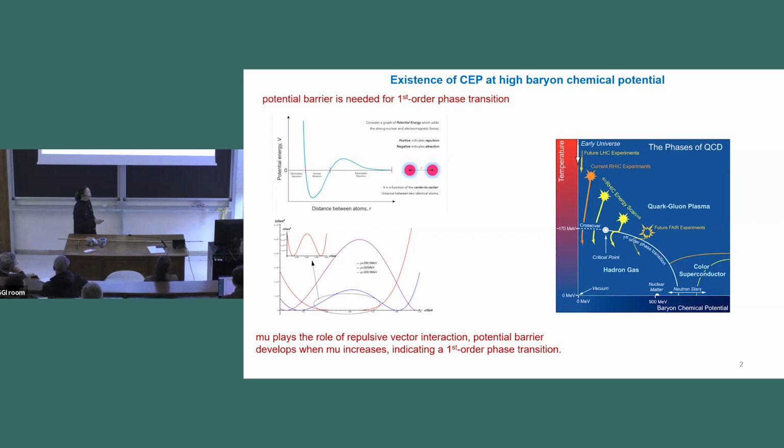So if you have a crossover at no chemical potential and you have a first order phase transition at a high chemical potential, then you will have this critical point, right? So very naturally, you will have this critical point at some point.